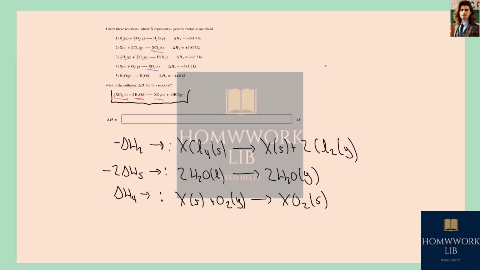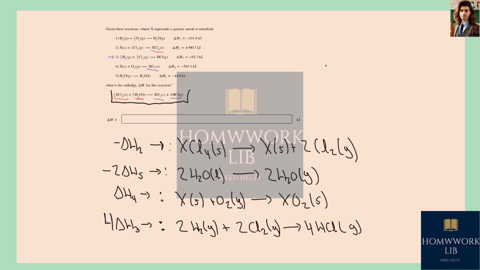The next step is the final one that I want to get is 4 equivalents of HCl. So we can see that that corresponds to 4 times the reaction 3. So 4 times, let me switch back to red, 4 times delta H3. This corresponds to the reaction, that is, I'm going to multiply by 4 the whole reaction. So 4 times 1/2 is equal to 2. 2 of H2 gas plus 2 of Cl2 gas produces 4 of HCl as a gas.